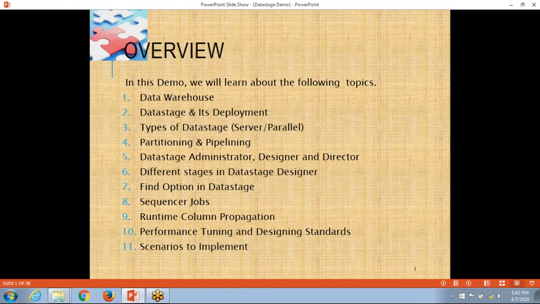So that is the reason the next topic after parameter set is importing metadata from a database or a sequential file. How we can import metadata and use it while we are trying to design a Datastage job. So this is the second topic that we'll cover.